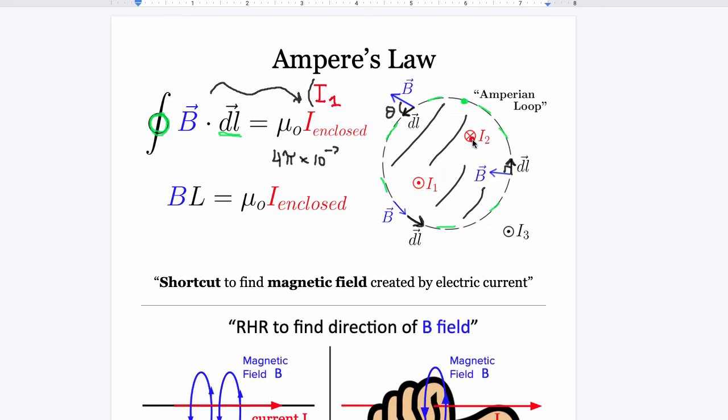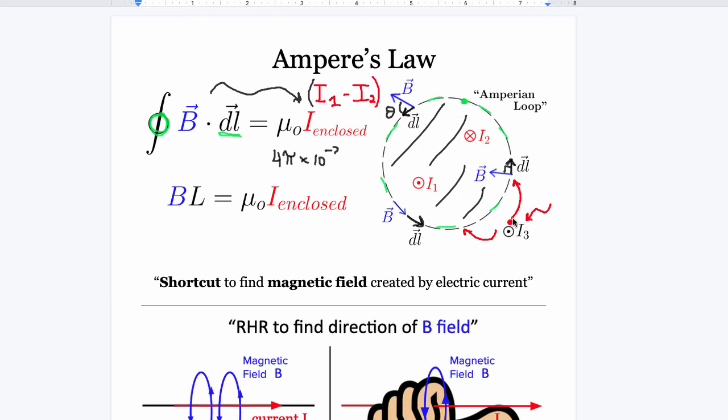I2 is also going through the loop, but this one's going into the page instead of out of. So if we call out of positive, we'd have to do minus the magnitude of I2. I3 out here does not pierce this loop, so it does not contribute to the closed integral of B dot dl around this path. That doesn't mean it can't contribute to the magnetic field at these points, which sounds counterintuitive. How can it contribute to the magnetic field at these points but not contribute to this closed integral along the path? Well, because whatever contribution it makes here will get negated on the other side.